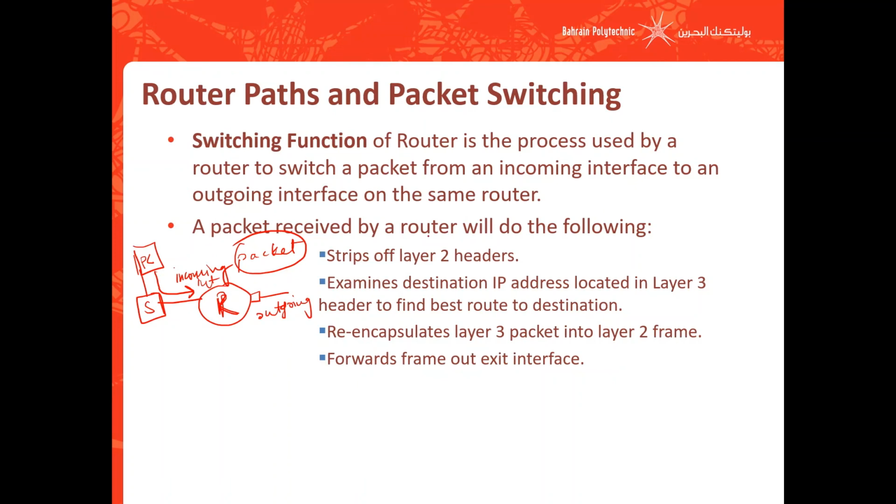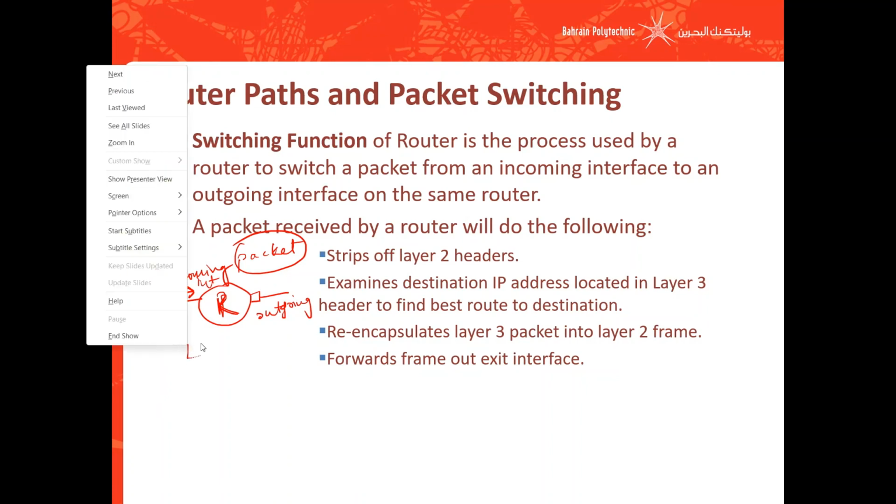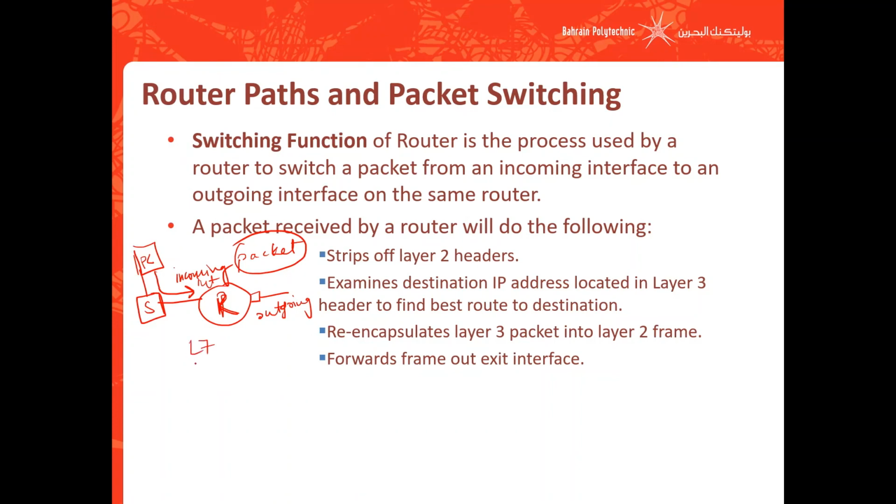So basically, when you receive a packet on a router, it strips off layer 2 headers. So if we remember, there are 7 layers, right? Layer 7, layer 6, layer 5, layer 4, layer 3, layer 2, layer 1. So when you receive packets, they come in the form of bits. Then they have a frame. Then there is packet. Then there is segment. The remaining is just for application layer.